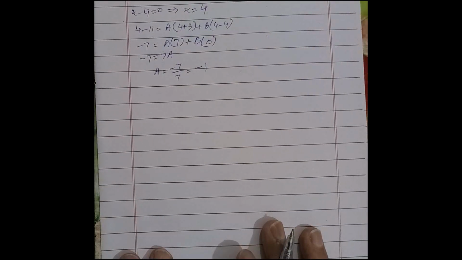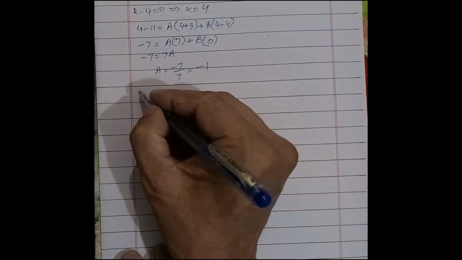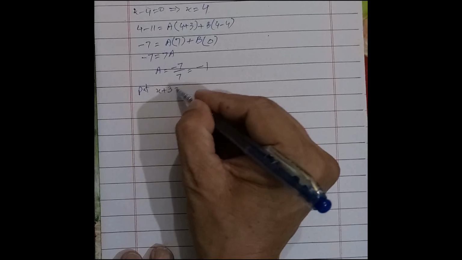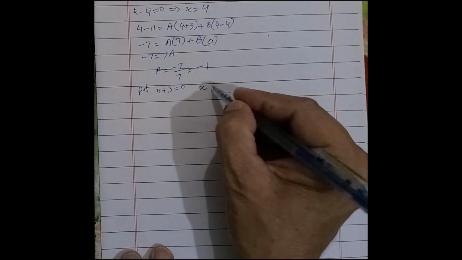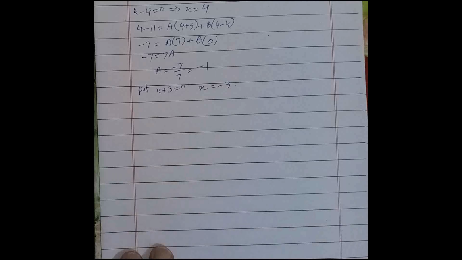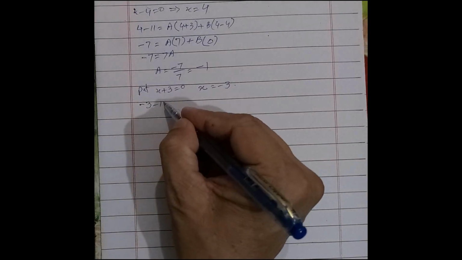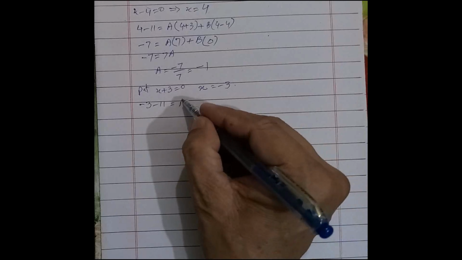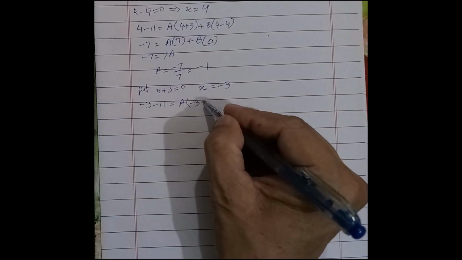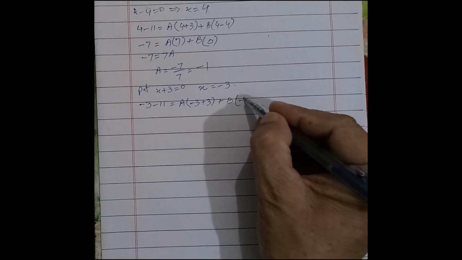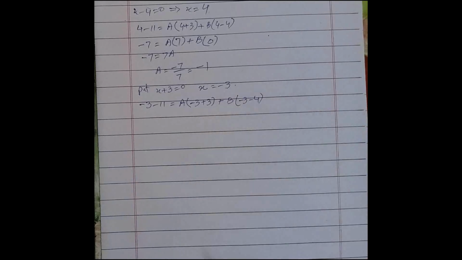Now we find the value of b by putting x plus 3 is equal to 0, which means x is equal to minus 3. Now we put the value of x is equal to minus 3 in equation 1. We get minus 3 minus 11 is equal to a into minus 3 plus 3 plus b into minus 3 minus 4.